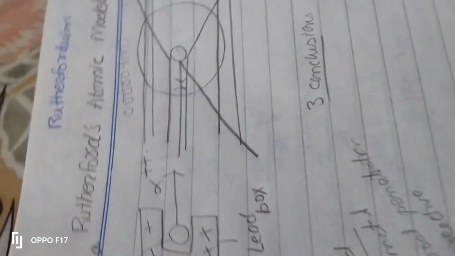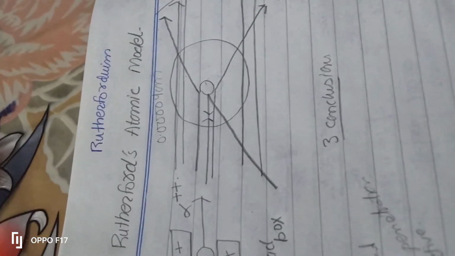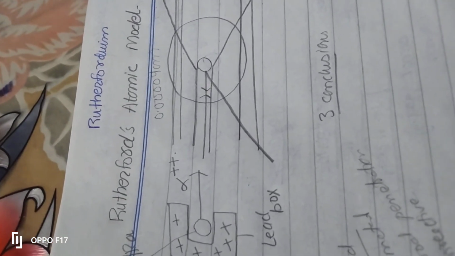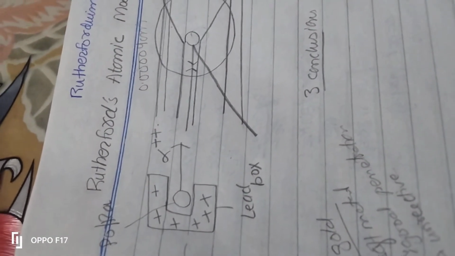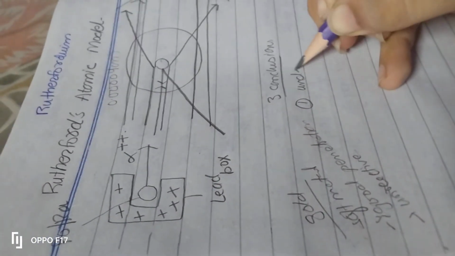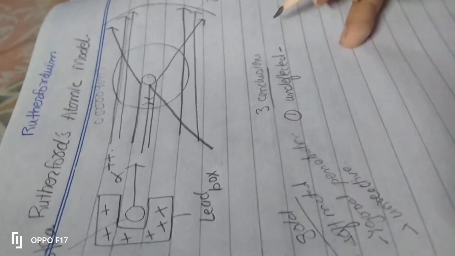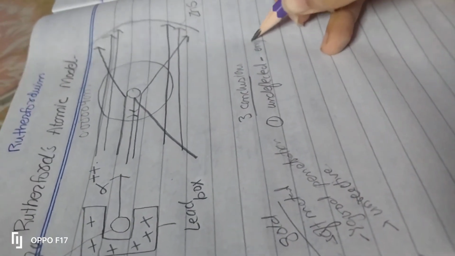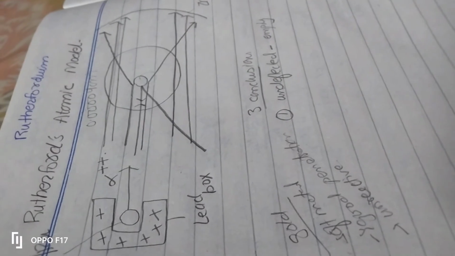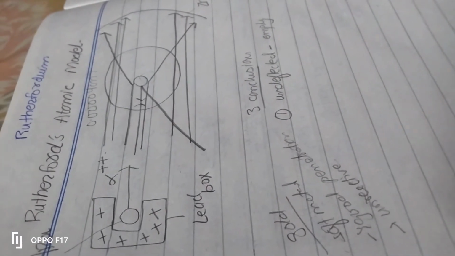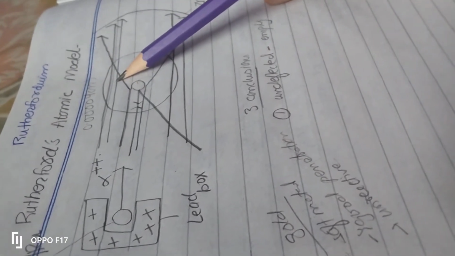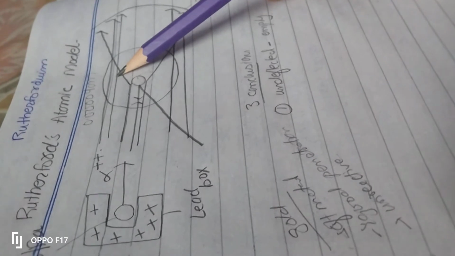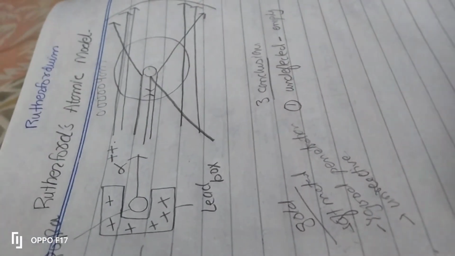So you can see that many of the alpha particles were undeflected. Why? It shows that the major part of the atom is empty. The reason they didn't deflect is that it is empty. If there were anything, they would obviously do something else. But there's nothing, it's empty, so they are undeflected.